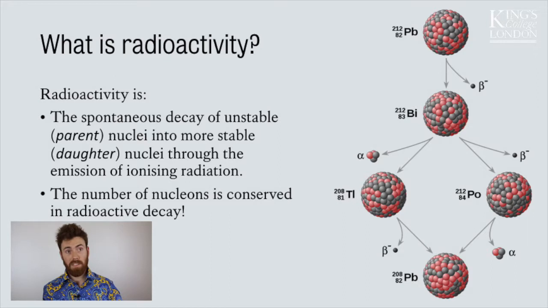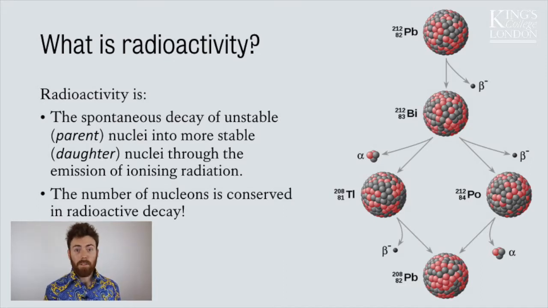In short, if you have a look at the slide, radioactivity is the spontaneous decay of unstable parent nuclei into more stable daughter nuclei through the emission of ionizing radiation. Okay? So the basic idea here is that some atomic nuclei are inherently unstable, and what they want to do is achieve a more stable configuration. The way that they do this is they emit a little bit of radiation, and this allows them to change into a different chemical element which hopefully is more stable. So sometimes this can be a short process, and sometimes it can be a long process.